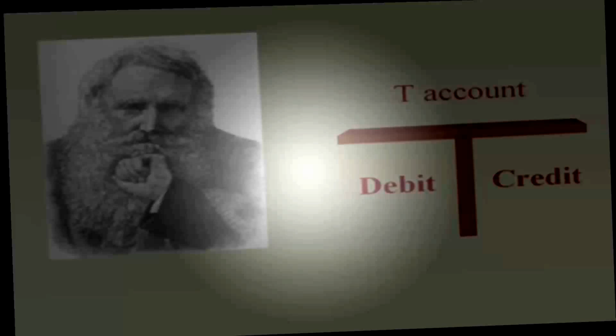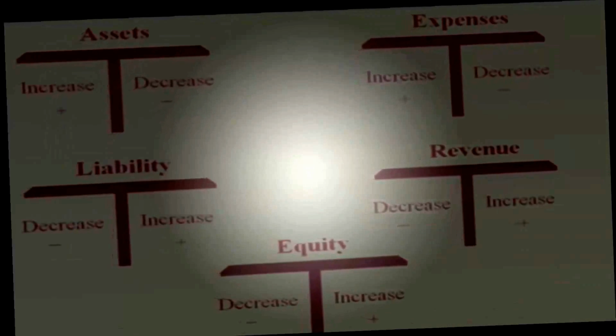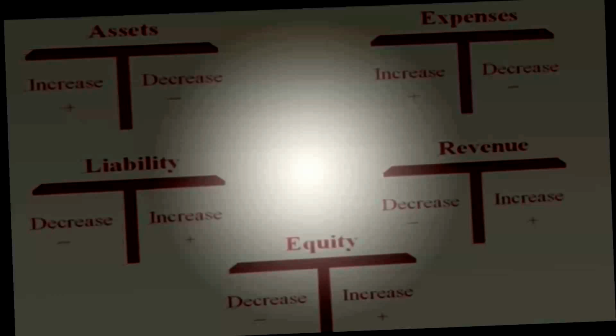These are the laws set up by Pacioli in 1492. For an asset, an increase is shown on the left and decrease on the right. For an expense, an increase is shown on the left and decrease on the right. For a liability, a decrease is shown on the left and an increase on the right. For revenue, a decrease is shown on the left, an increase on the right.